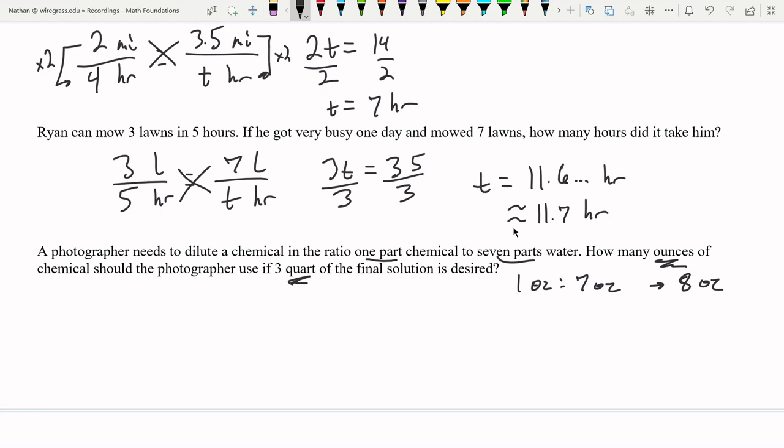Now we're working with ounces here, so let's not work with quarts. Let's work with ounces. So we want to do a unit conversion from quarts to ounces. I know there are 8 fluid ounces to 1 cup. There are 2 cups to 1 pint, and there are 2 pints to 1 quart. So there's going to be 4 cups to 1 quart. And if there's 4 cups to 1 quart, 4 times 8 is 32 ounces to 1 quart.